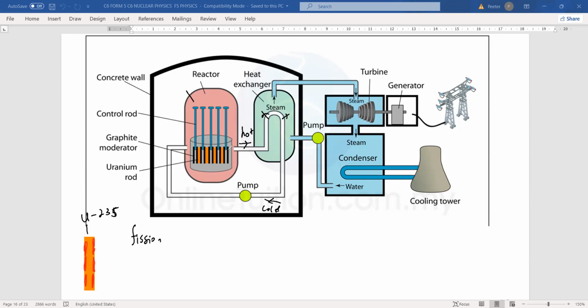Okay, next. After that, what happened? The heat from the hot coolant will heat up the water, which will start to boil. The steam will rotate the turbine generator to produce a huge amount of energy. Okay, go back to the reactor now.